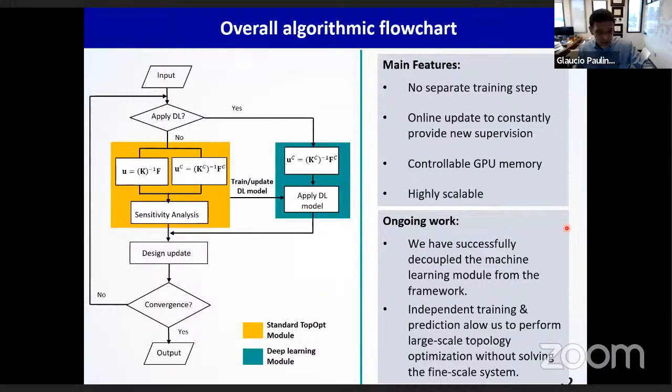So here is the overall flowchart. You can see here that this loop on the left is the standard loop in topology optimization. But then when we want to apply the deep learning, at first we start in the usual way, but since this is an online approach, at some point we are going to apply the deep learning model: solve the problem in the coarse scale, apply the deep learning model, and then do our design update. The main feature is that there is no separate training step. This is an online approach to constantly provide new supervision. As I am going to explain in the examples, it provides a controllable GPU memory and is highly scalable.